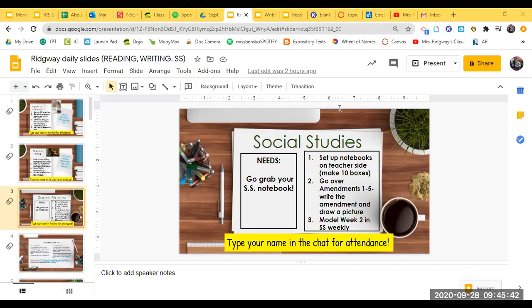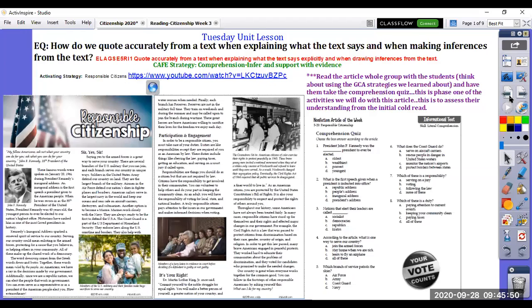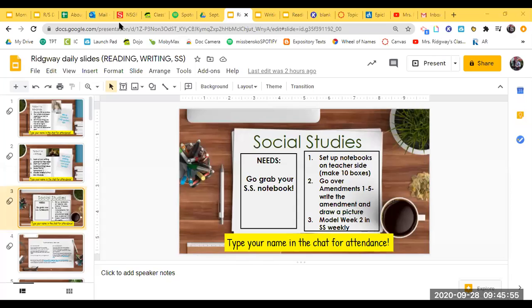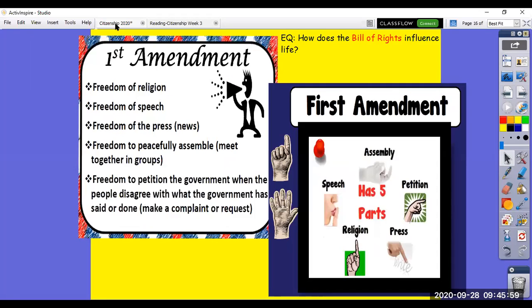So let's see. I need to share my slides with you guys. One minute. Nope, these are the wrong ones. It's loading. What was that? Some jams. Okay. All right, so we're going to start here with Amendment 1.